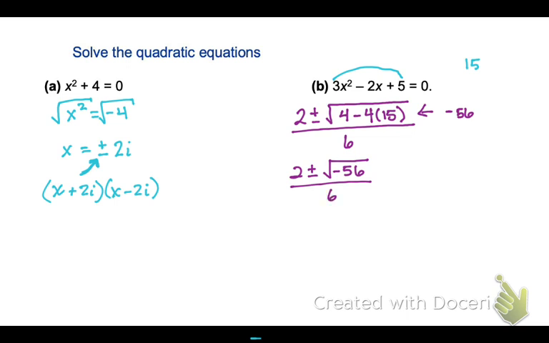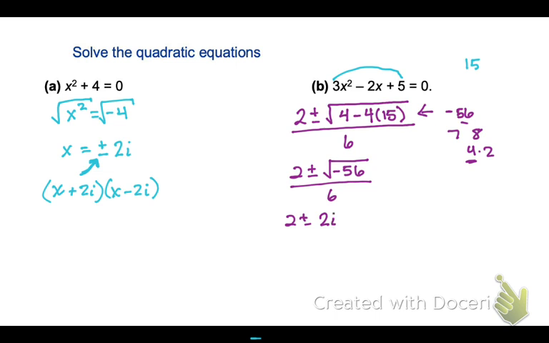But do I have any perfect squares in 56? What times what is 56? 7 times 8, which is 4 times 2. So I have 4 as a perfect square, yes? So I have 2 plus or minus 2i.